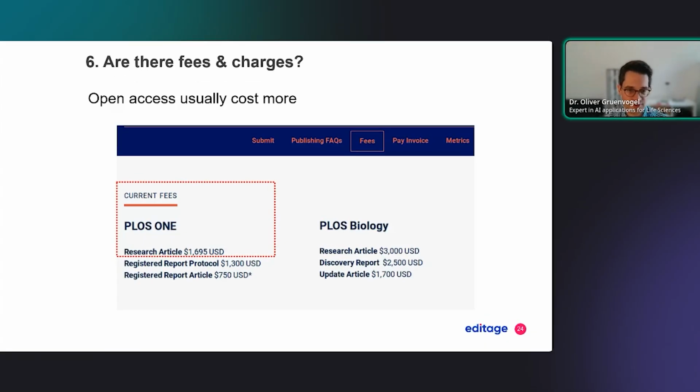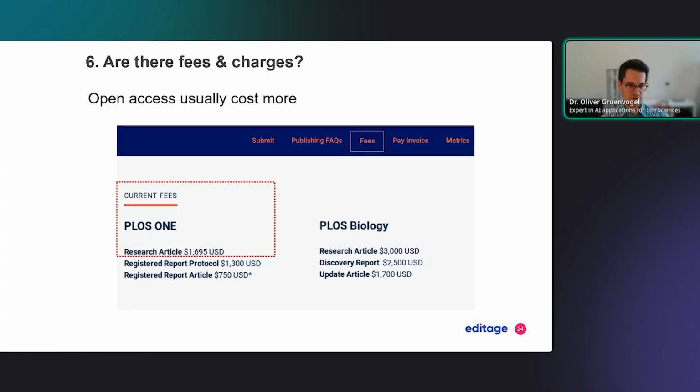An important factor to consider is costs. There typically are fees and charges for publication. Academic journals do have a nice business model where they can charge on both ends: for the readers to get access to it, but also to the authors for publishing.